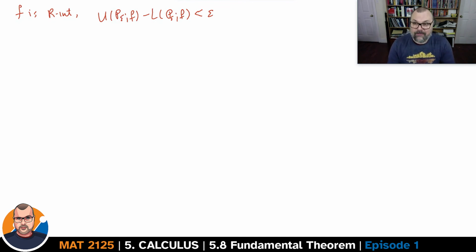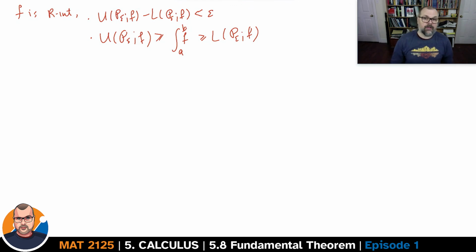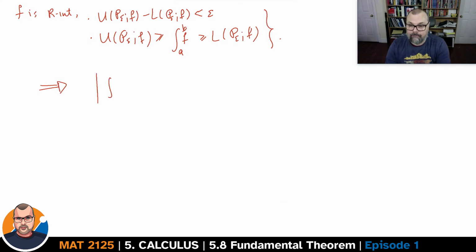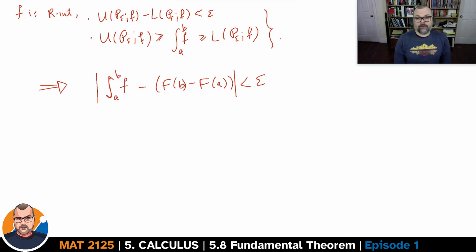And at the same time, because the function is Riemann integrable, the upper sum here has to be greater than or equal to the Riemann integral of the function f on [a, b], which has to be greater than or equal to the lower sum associated with the partition for epsilon. You combine these two things together with what you found here, you don't have a choice. The difference between the integral and f(b) minus f(a) has to be smaller than epsilon.